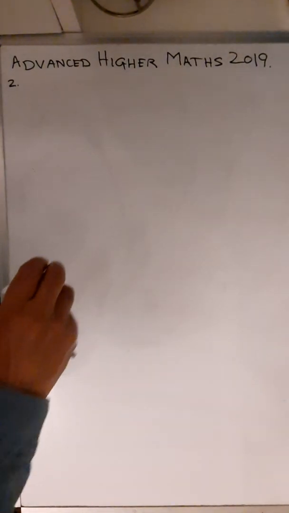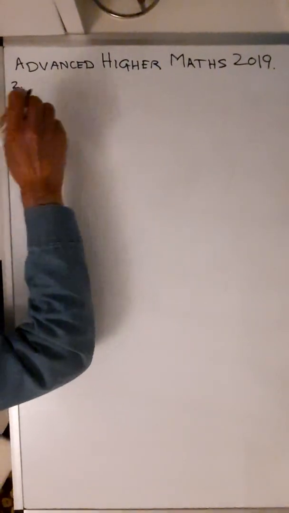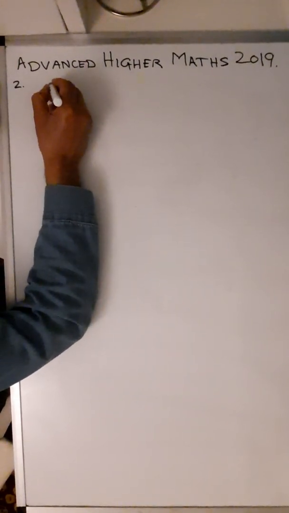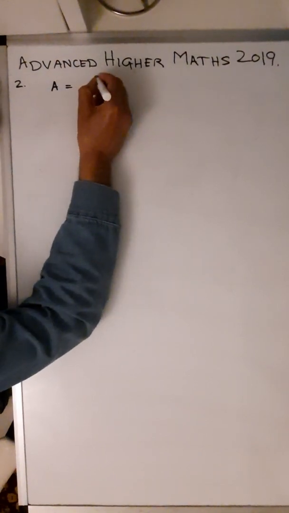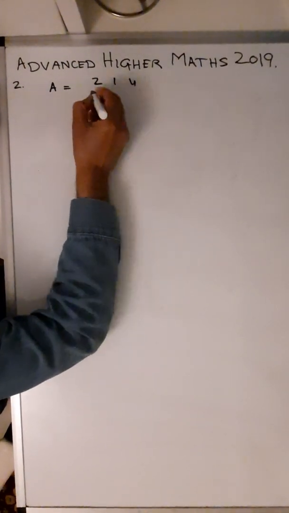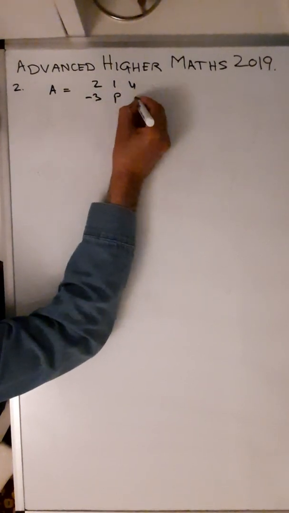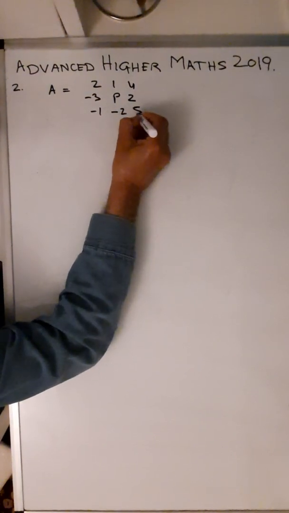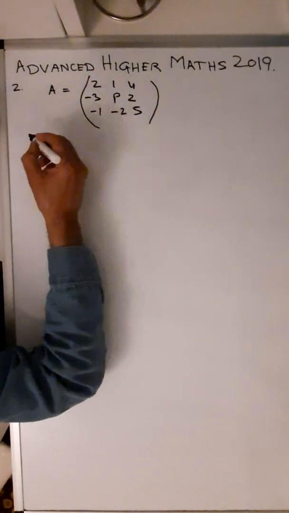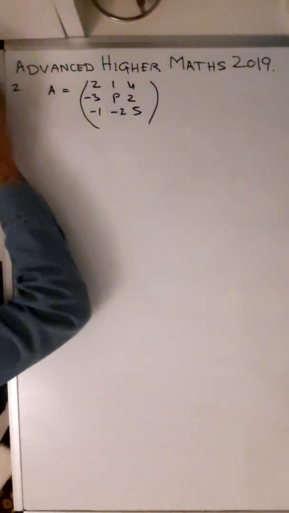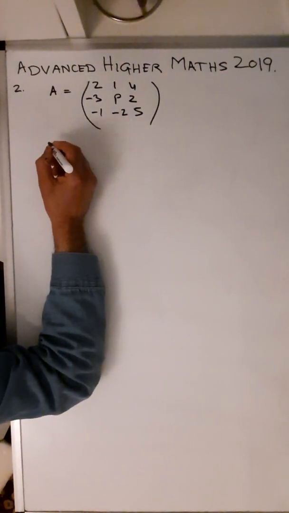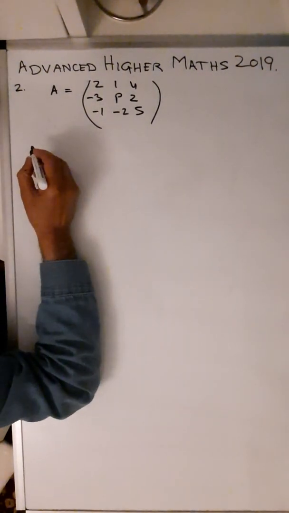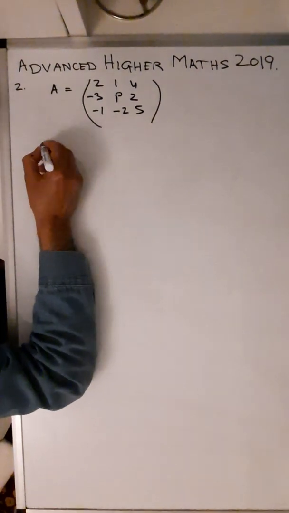Advanced Higher Maths 2019 papers. Question 2. Matrix A is defined by A equals 2, 1, 4; minus 3, P, 2; minus 1, minus 2, 5, where P is a real number. Given that the determinant of A is 3, find the value of P.